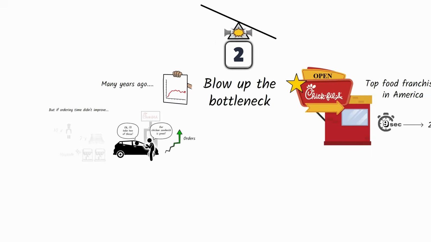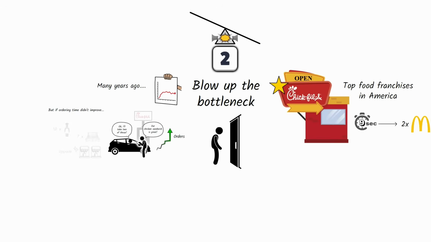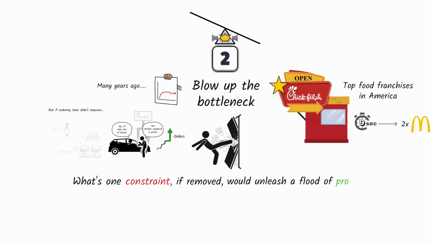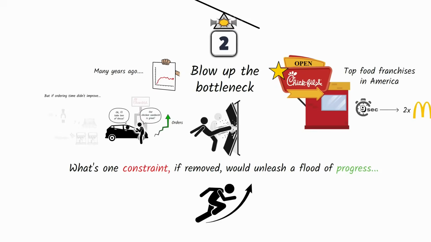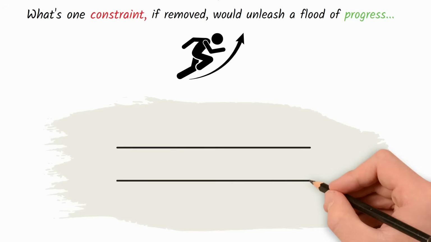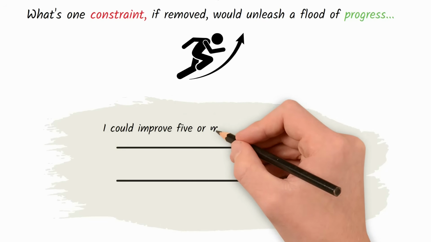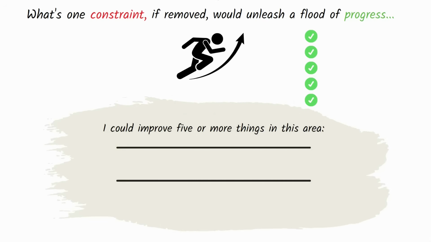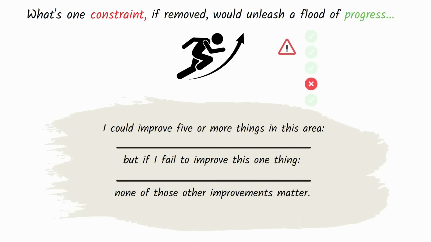Now apply the bottleneck principle to your life. What's one constraint that, if removed, would unleash a flood of progress in an area you're struggling with? Test your answer by determining if the following statement holds true. I could improve 5 or more things in this area, but if I fail to improve this one thing, none of those other improvements matter.